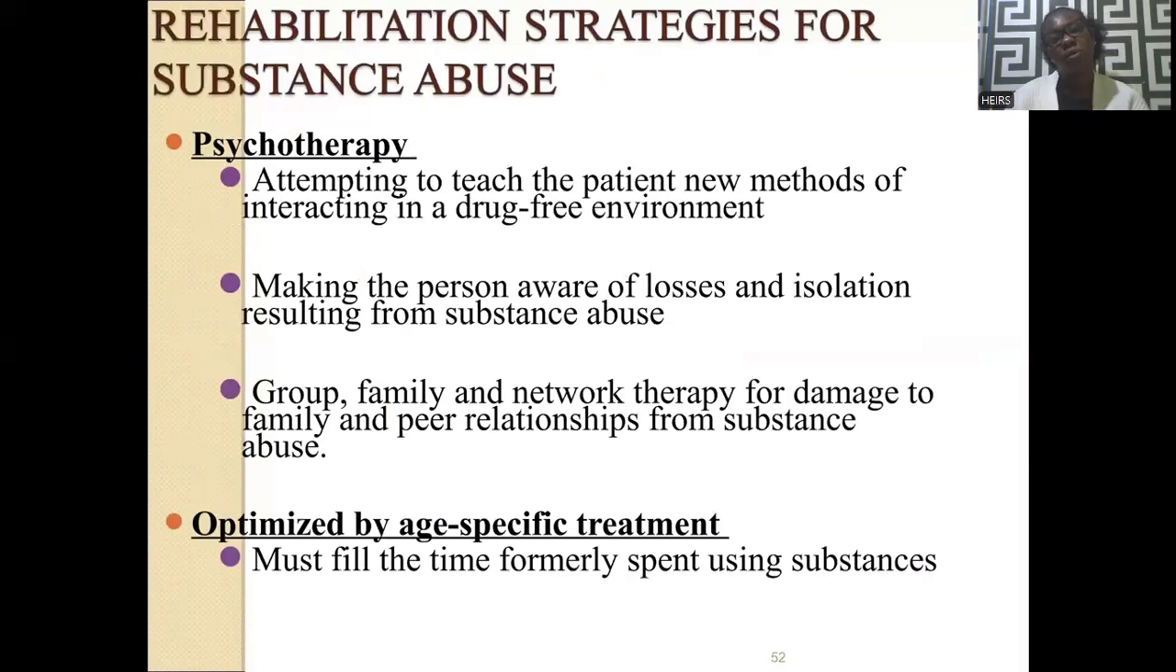So, rehabilitation strategies for substance abuse. It's unfortunate, but it's a fact that there are also some elderly persons who will suffer from substance use disorders. Such persons will benefit from psychotherapy with the aim of teaching the patient new methods of interacting in a drug-free environment, and making the person aware of the losses and isolation that have resulted from the substance use disorder. Then they could also have group, family, and network therapy for damage to the family, because every substance use disorder is a family problem, it's not just an individual problem. So the family would also need therapy to restore the damage that has been done. Such elderly persons could also benefit from peer relationships to recover from the substance use disorder. Then it should be optimized by age-specific treatment.